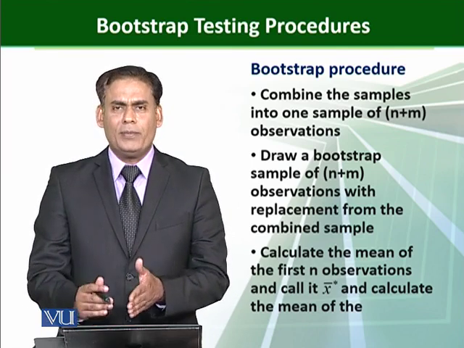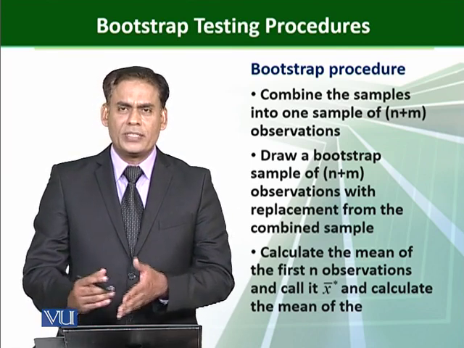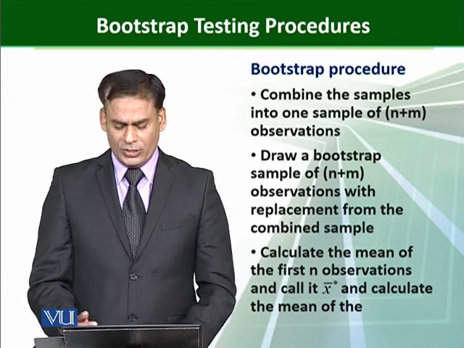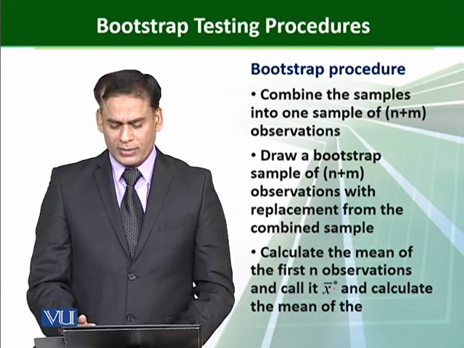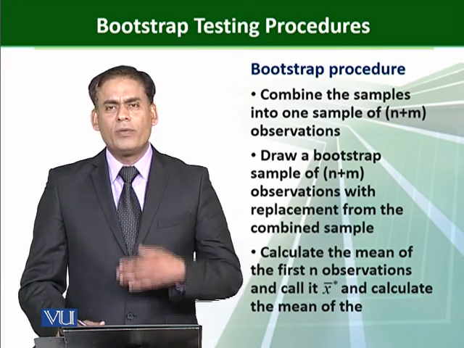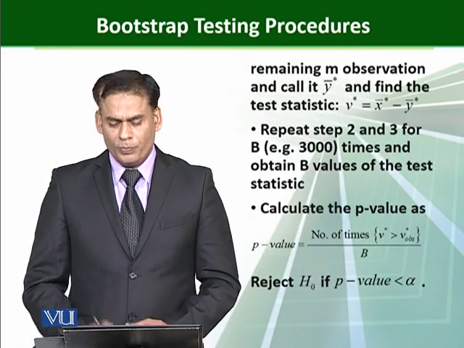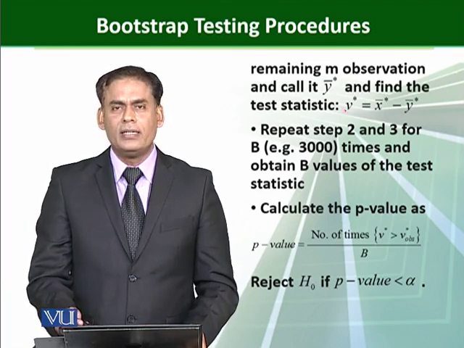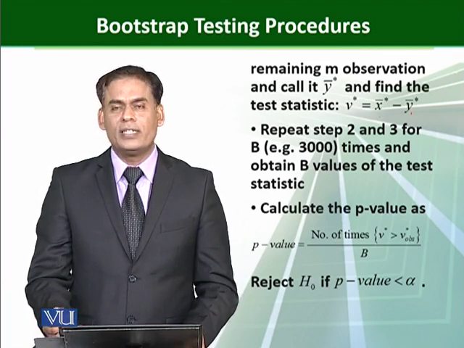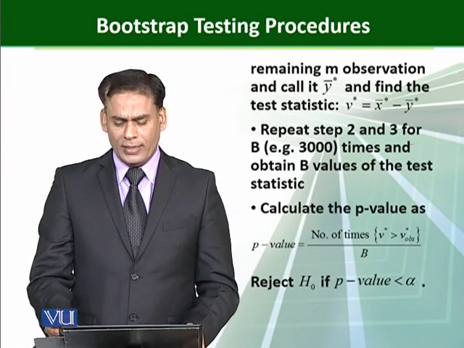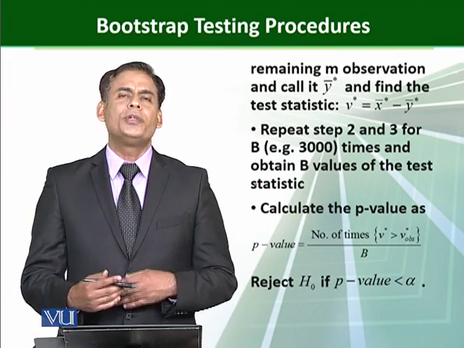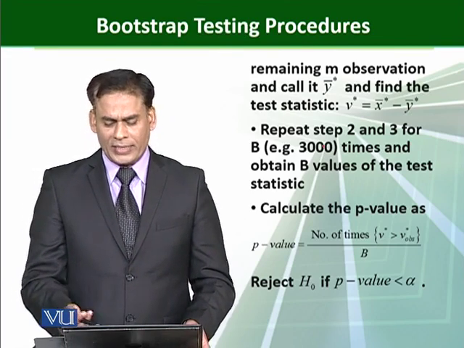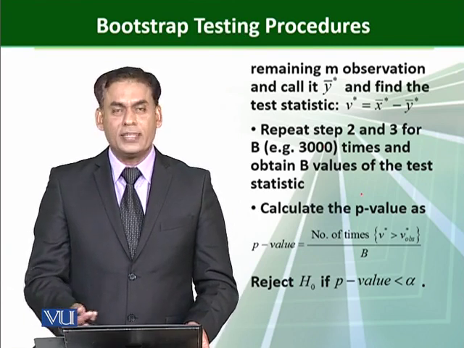So from the combined sample of n plus m observations, we draw a sample. Then calculate the mean of the first n observations, denoted by x bar star, and calculate the mean of the other sample, denoted by y bar star. Then we find the difference, denoted by v star, that is x bar star minus y bar star. Repeat steps 2 and 3 for B times. B represents how many times we bootstrap the observations. Just for example, we consider 3000 times and obtain B values of the test statistic.